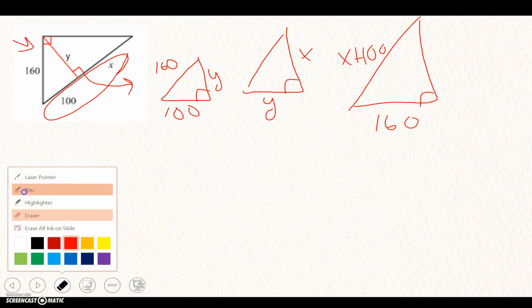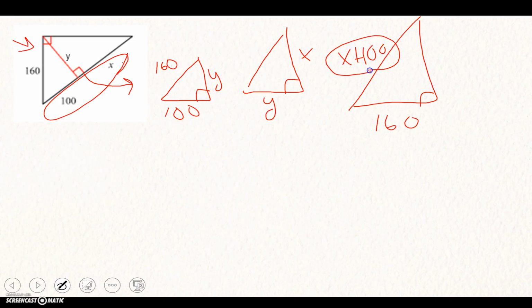And so we have an x plus 100 in this position here in the hypotenuse. Well, the medium-sized triangle doesn't have a hypotenuse, but the smallest one does. So we know we're going to use that one. In the biggest triangle, the only other piece I have is this 160, so we're going to have to use that 100.